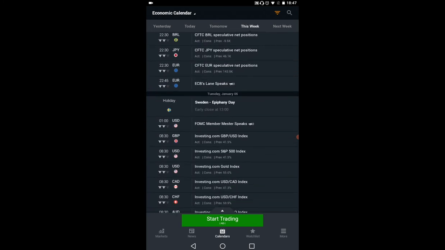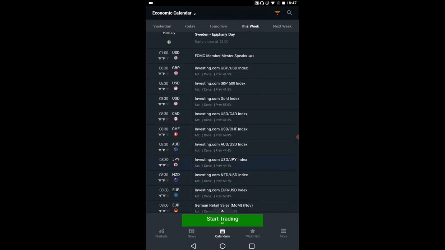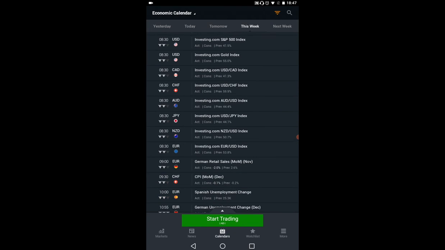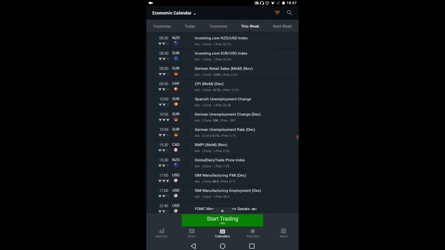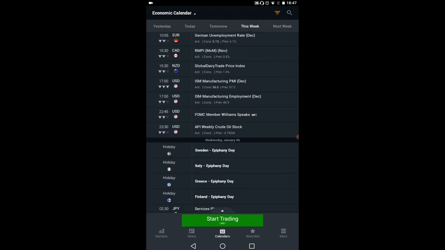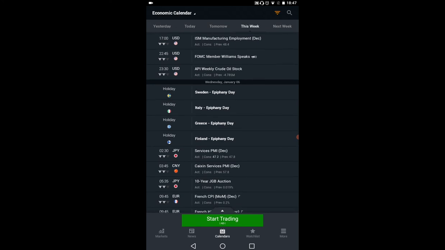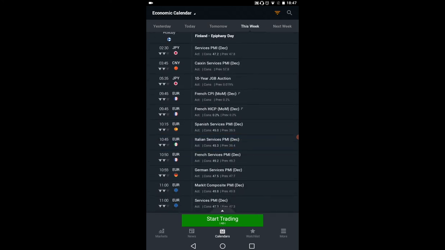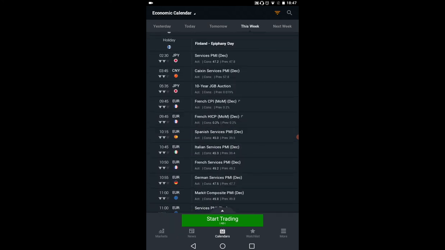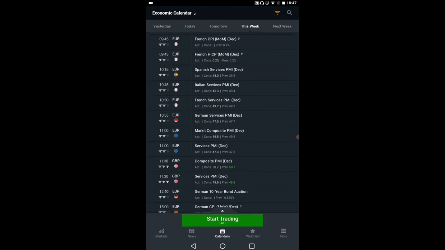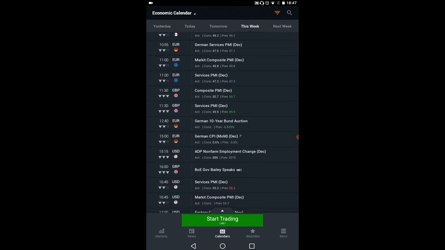Now we're on to Tuesday, January 5th. As you can see, most of these events are two bulls. You're not going to pay attention to those. Keep scrolling through, nothing happening on Tuesday. And now we're on Wednesday, January 6th.